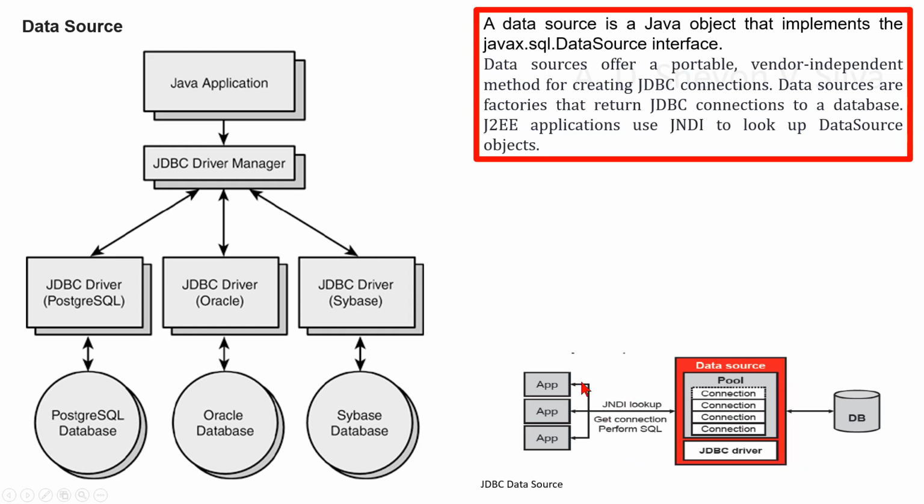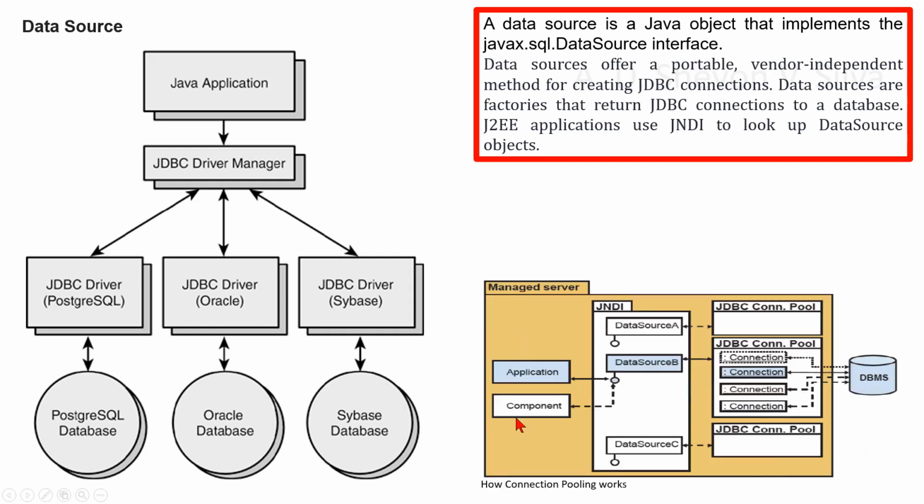Here applications interact with the data source via JNDI lookup, get a connection, and perform SQL. Here the connections are inside the pool, and the pool and JDBC driver are inside the data source, and the data source interacts with the DB. Here you can see how connection pooling works.